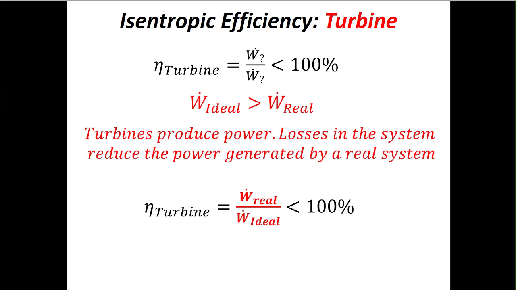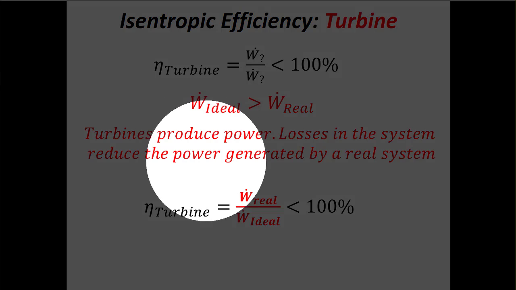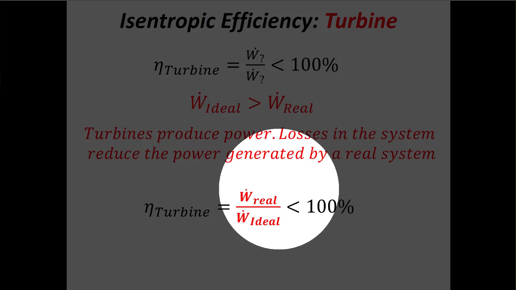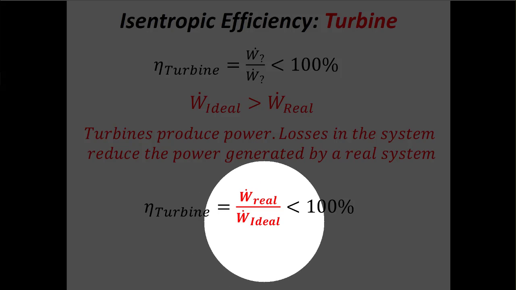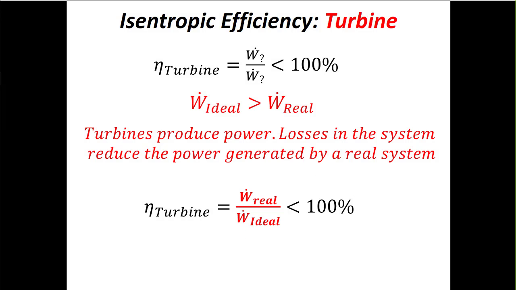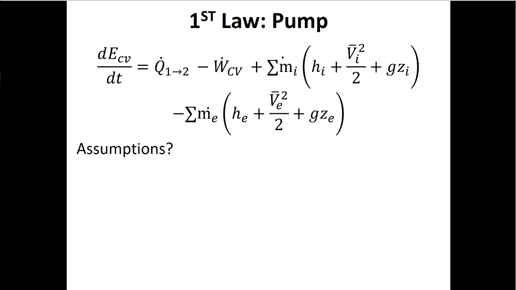So after I've done my first law, this is just going to be m dot times h in minus h out. So this is m dot times h1 minus h2 divided by m dot times h1 minus h2s. But the thing about the real turbine and the ideal turbine is that it's the same mass flow going through these things. The ideal turbine actually doesn't even exist, but it only makes sense to talk about it if it has the same mass flow rate. So this is really going to boil down to h1 minus h2 divided by h1 minus h2s. But we'll see that as we go through the example.